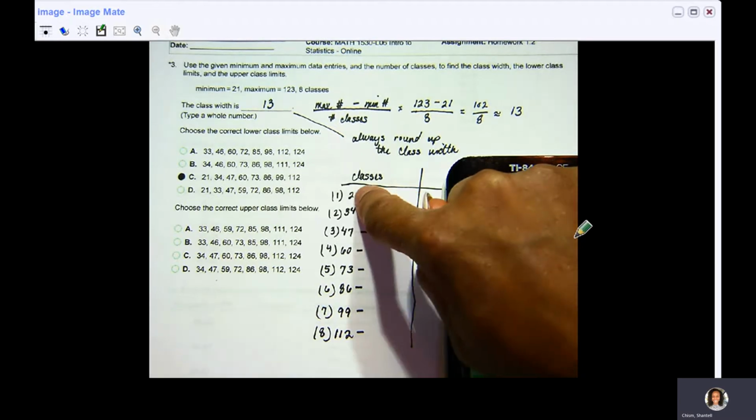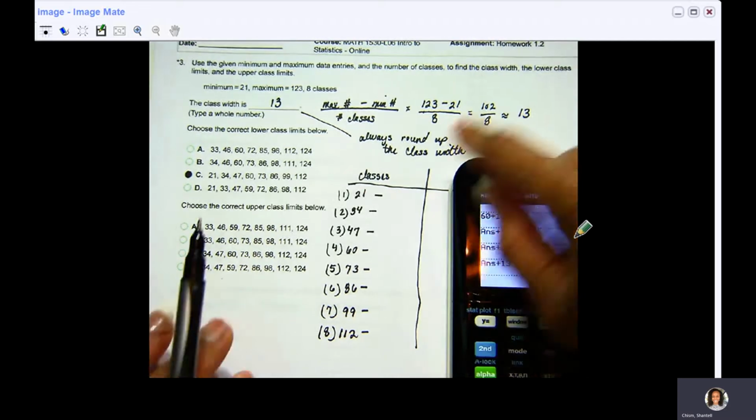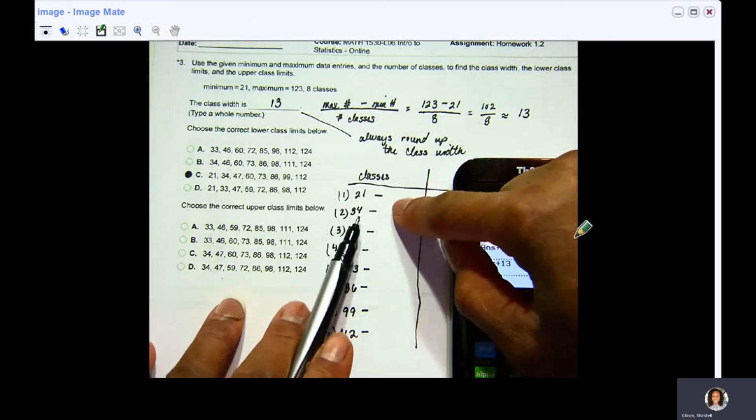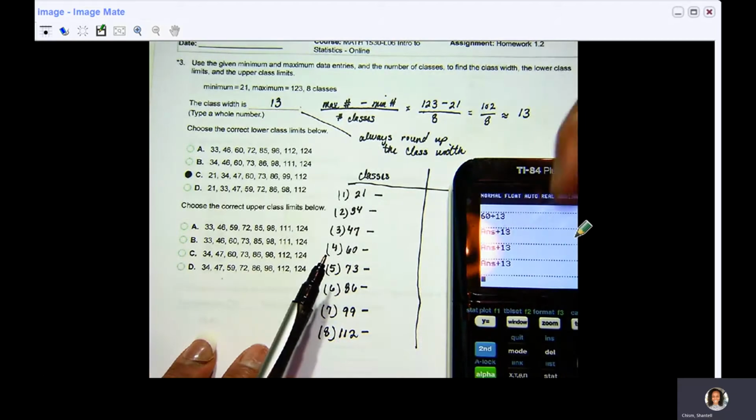Just like we had a starting point here, we got to get a starting point here. So here's how I want you to think about it. Now, these classes do not overlap. They start consecutively after each other. Okay, they follow each other.